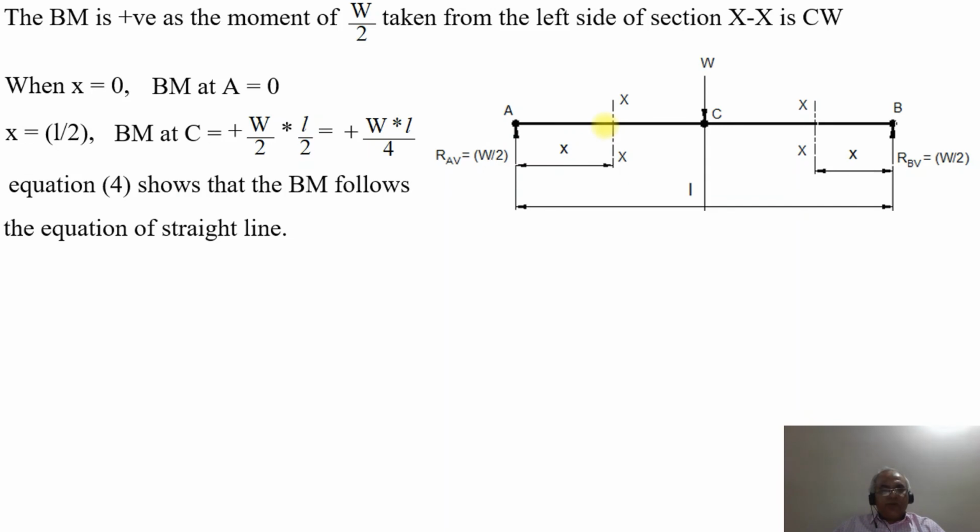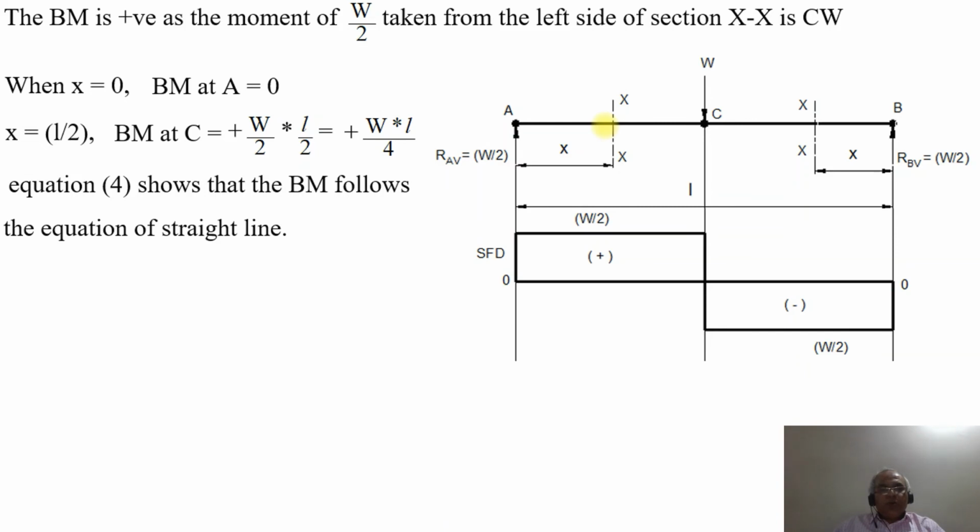So equation 4 shows that the bending moment follows the equation of a straight line because the power of X is equal to 1. That is the reason why it becomes a straight line. So this is how we plot the shear force diagram. The SF at the point B will be equal to minus W by 2. Between B and C, it remains constant at W by 2. At the point C, it rises to plus W by 2. Then shear force between C and A remains constant at plus W by 2.